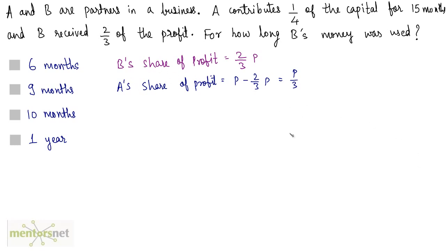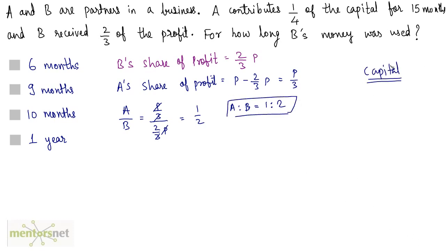We can get the ratio of that. So A by B, or A is to B, is equal to P/3 by 2/3 P. So P and 3 get cancelled out. This is 1/2. So the profit share of A is to the profit share of B is equal to 1:2. We have this crucial information right now.